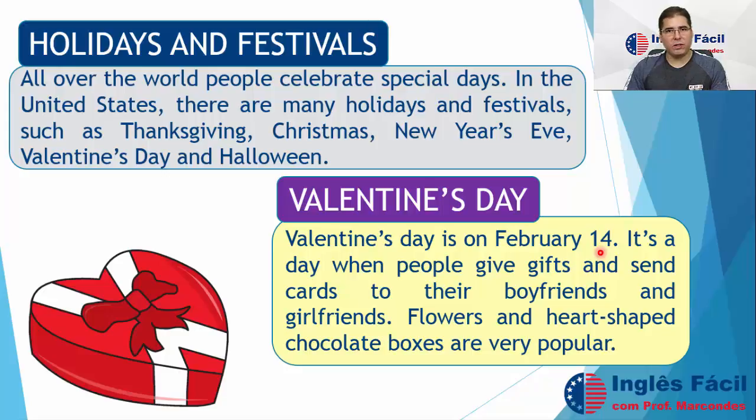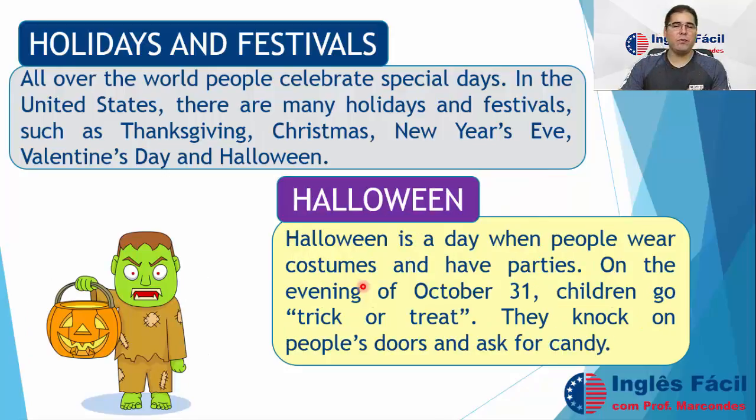If we take a look at the second text, look here. Valentine's Day is on February 14th. It's a day when people give gifts and send cards. Again, this is a relative clause of time. Okay, I'm going to explain it better. If we take a look at the third text, we have the same thing, right? Halloween is a day when people wear costumes and have parties. So it's a day when people.